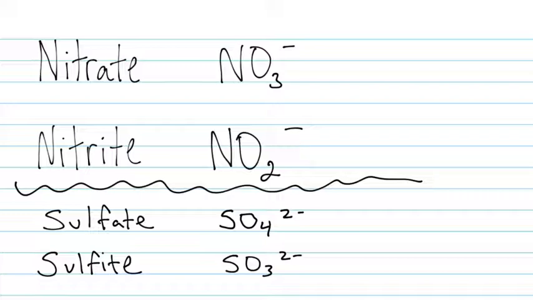The same thing happens with chlorate and chlorite. All right, there's one positive polyatomic ion. What's the only positive polyatomic ion on there? Ammonium, yeah. So ammonium is the only positive one, and it's got a 1 positive charge.